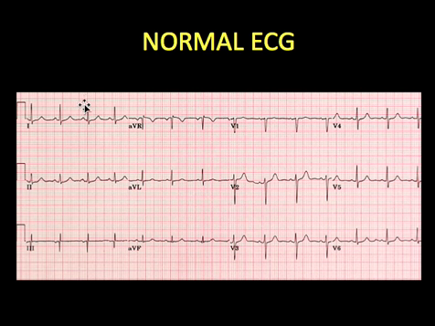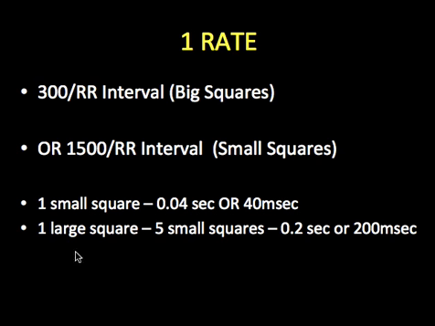So that's all about the rate. 300 divided by the RR interval. If you take 300 as the numerator, take the big squares. If you take 1500 as the numerator, take the small squares to get your rate. And we have already talked about this. One small square is equal to 40 milliseconds, and one large square is equal to 5 small squares. That's 40 into 5, which is 200 milliseconds.